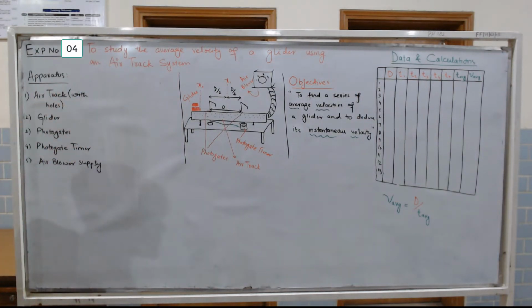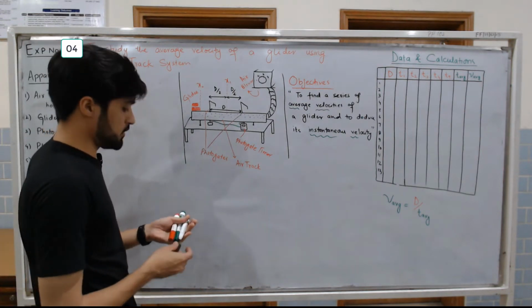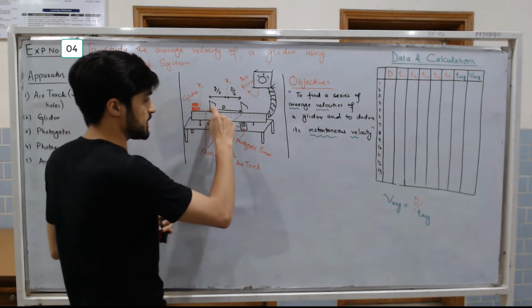So our experiment was to find the average velocities of a glider, and the apparatus required is the air track having holes. As you can see, we will need a glider, a photo gate timer, and an air blower supply. As you can see in this figure, this is an air track system.